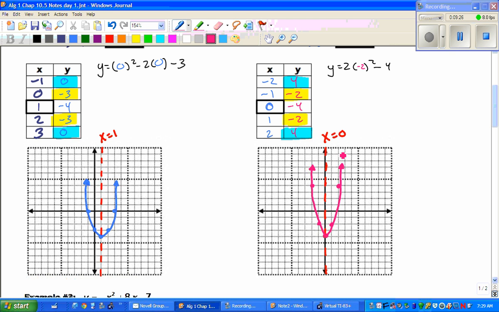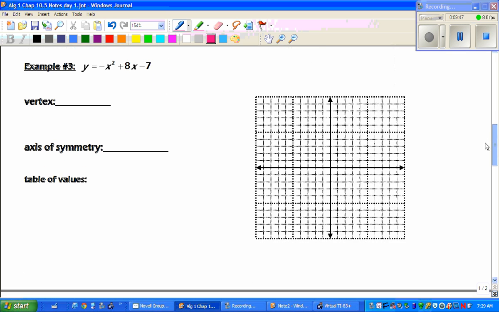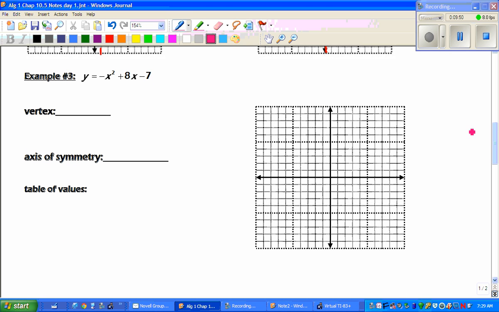So remember, we always got to find the vertex, and then we're going to go 2 points to the left and 2 points to the right on the number line, and then plug your points in. And remember, you only have to show work for one of those points. Just be very careful when you're putting that into your calculator. Okay? All right, let's look at example number 3.